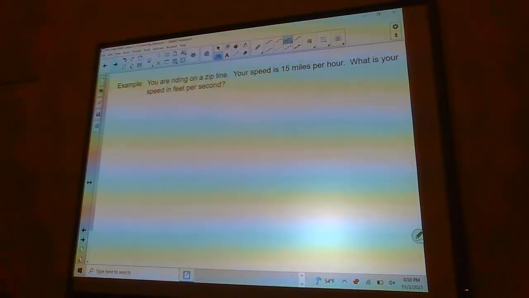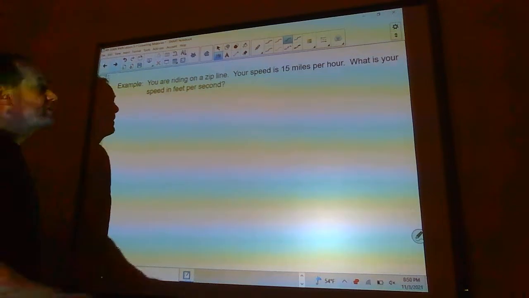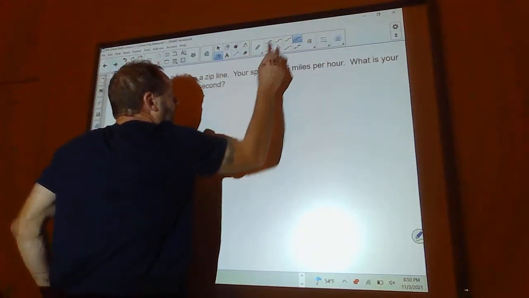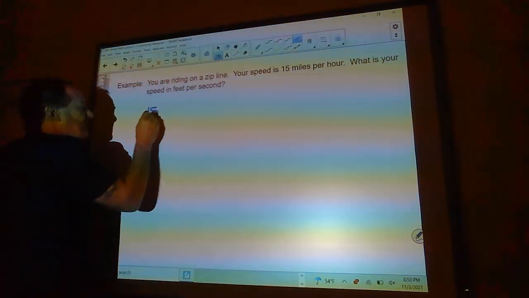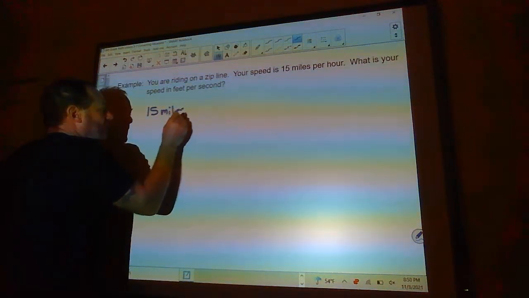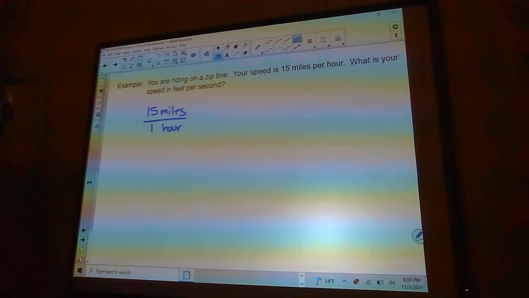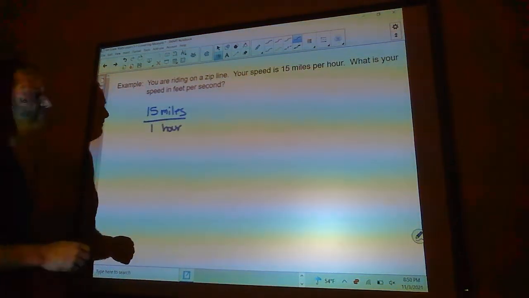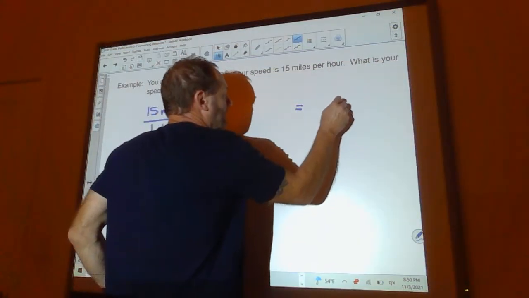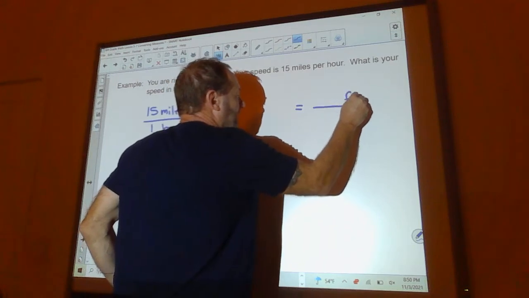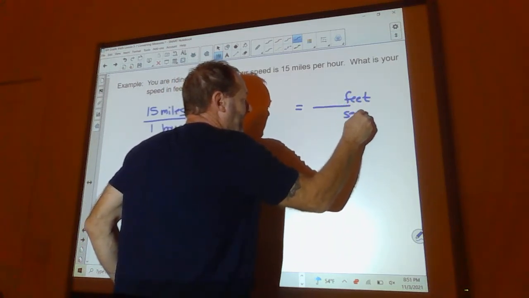Okay, you're riding a zip line. Your speed is 15 miles per hour. What is your speed in feet per second? Okay, this is a little bit different of a thing here. So here's the way I like to do this. I'm going 15 miles per hour, so that's in 1 hour. I need to convert that into feet per second.